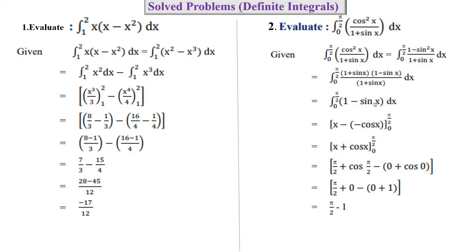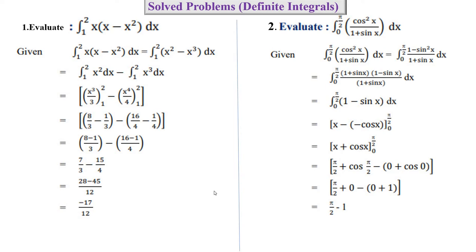So we are left with this, and this on integration: the first one, when you integrate, you get x. Sine x on integration gives you minus cos x. Already one minus sign is there. So x plus cos x between the limits 0 and pi by 2. When we substitute the upper limit, we get pi by 2 plus cos pi by 2, minus the lower limit gives this. Cos 90 is 0, so we have just pi by 2 plus 0 minus 0, minus 1. So the answer is pi by 2 minus 1.